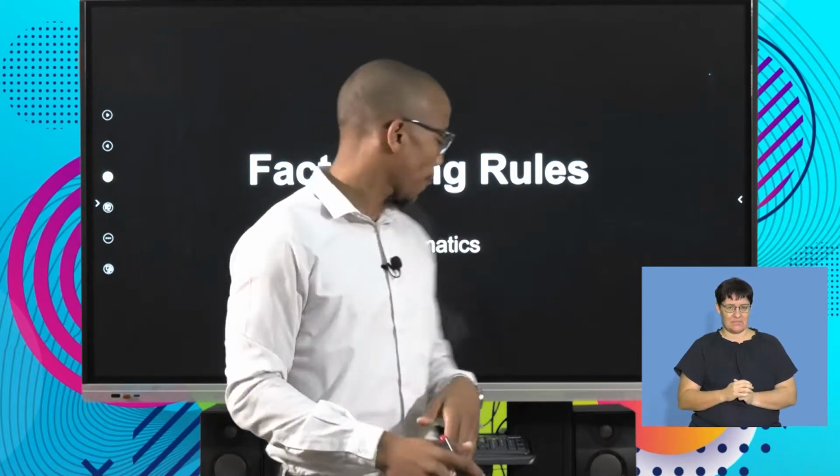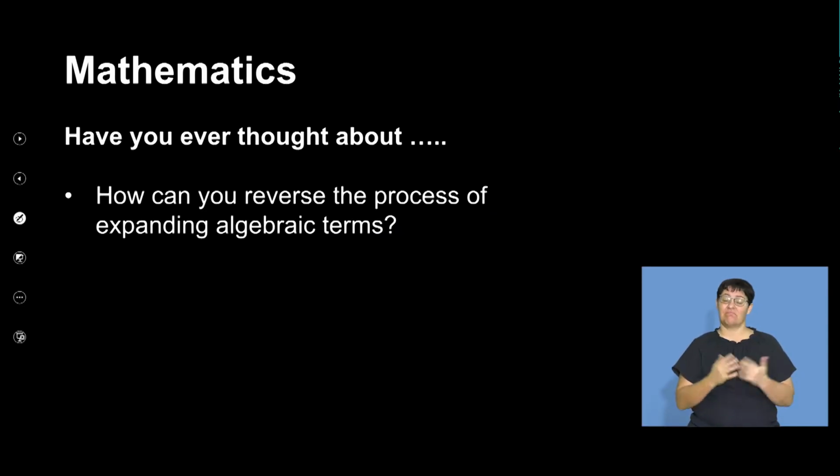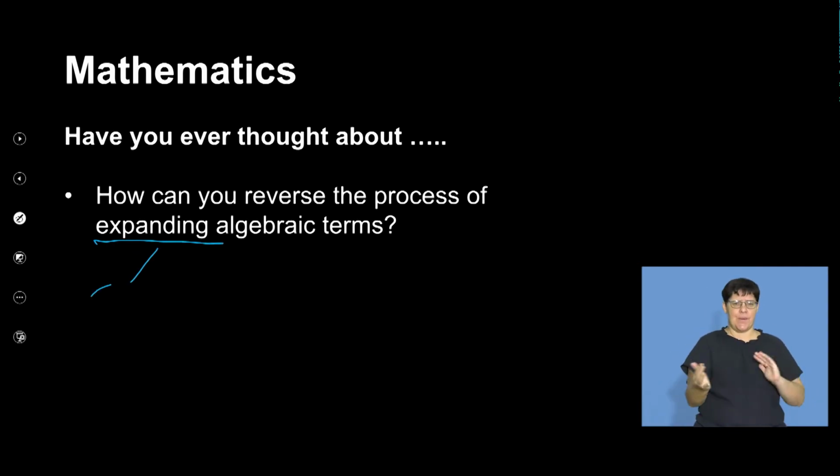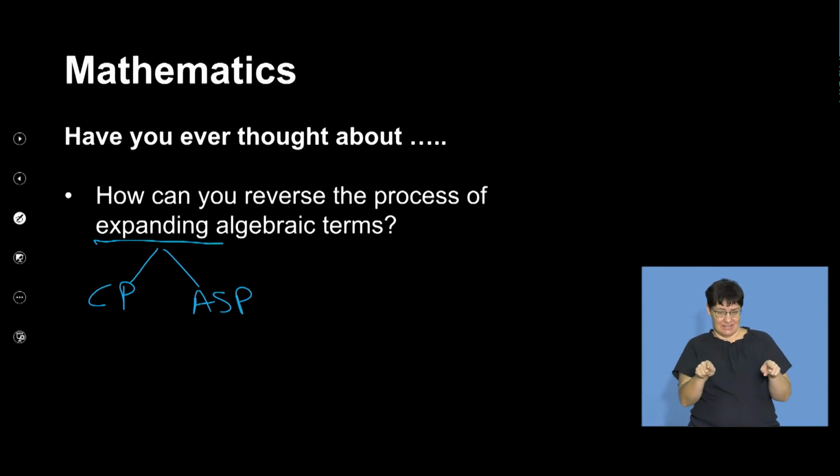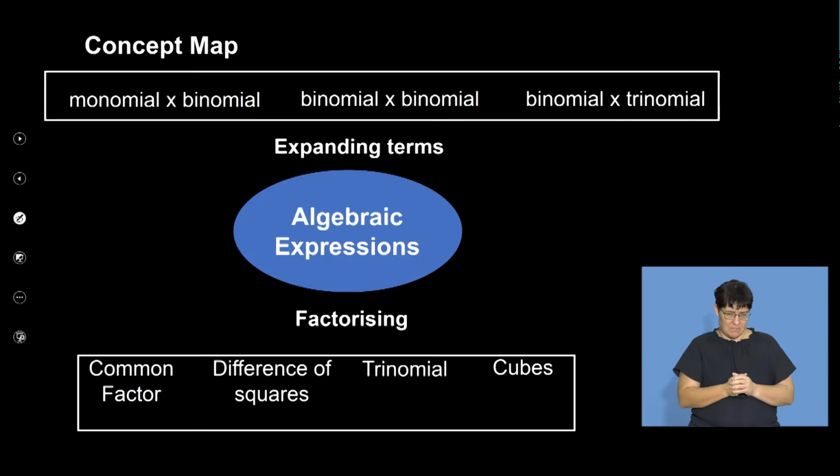Have you ever thought about how you can reverse the process of expanding algebraic expressions? When you talk about expanding algebraic expressions, remember the commutative property and the associative property. When you have all of those and you are multiplying and dividing, how can we reverse that? That's what factorization is. It's reversing the expanding process.